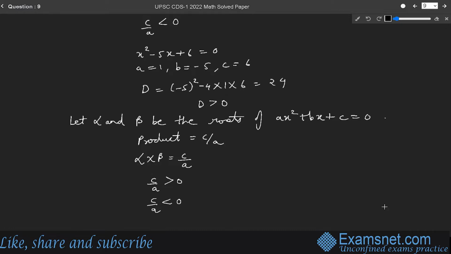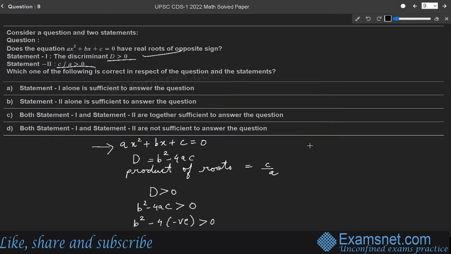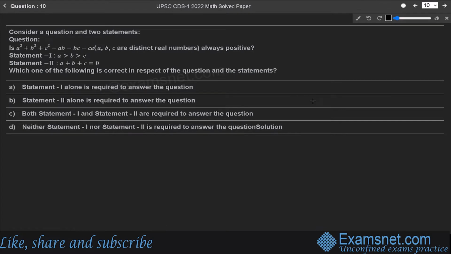So correct answer for this question is option number B, which is statement 2 alone is sufficient for the question. Next question is, consider a question and two statements.